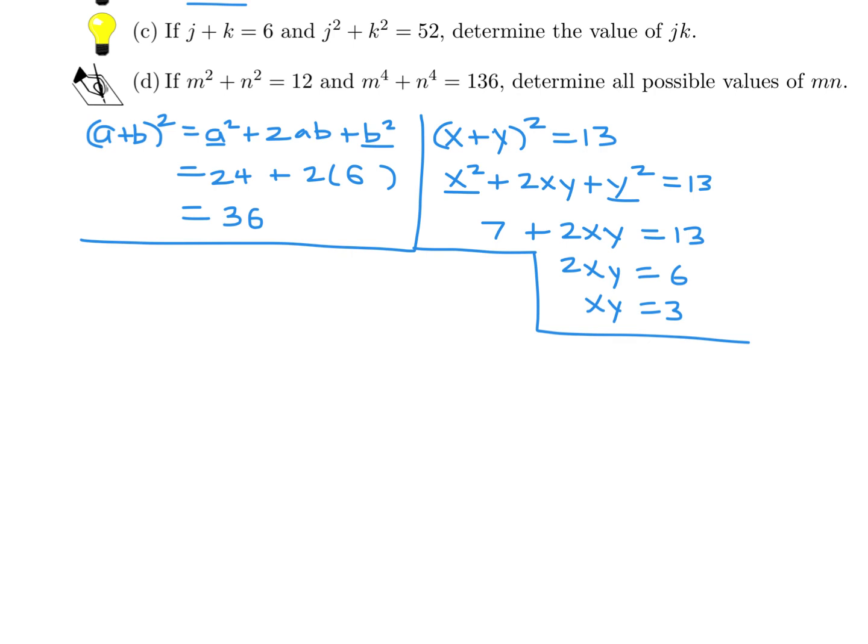All right, next one. We have j plus k this time is 6. J squared plus k squared is 52. Find the value of jk. So I think this is pretty much the same thing. J plus k is 6.